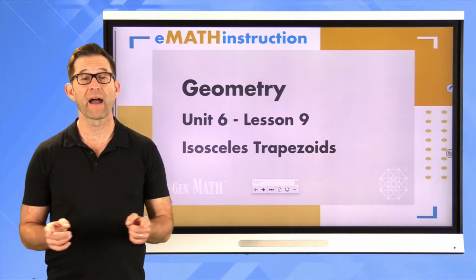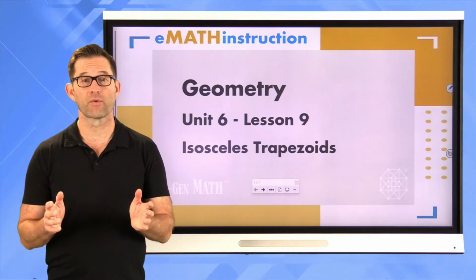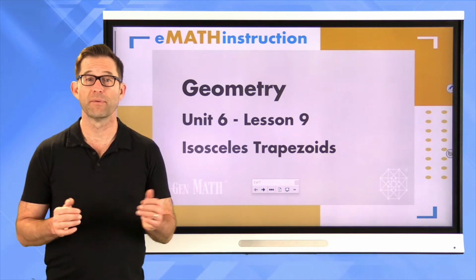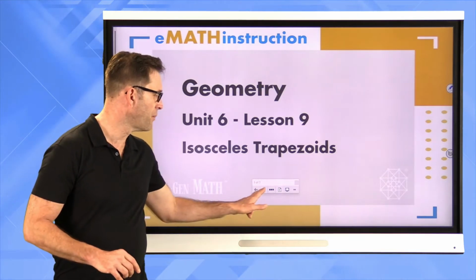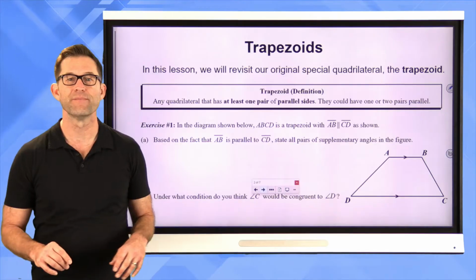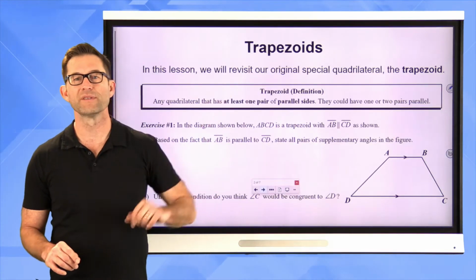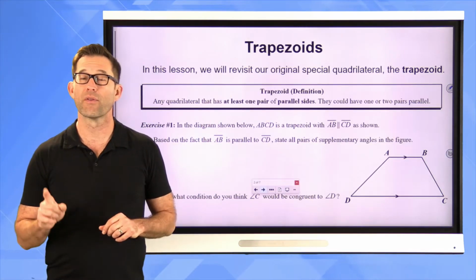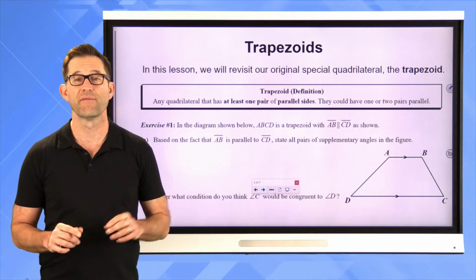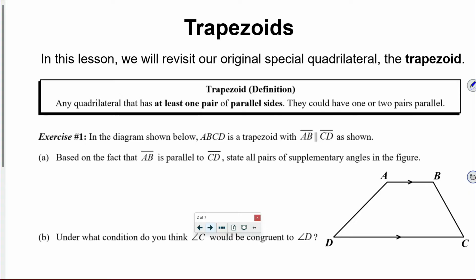So we're coming back to the special type of quadrilateral that started it all, trapezoids. Let's review a little bit about what that basic type of figure is. In this lesson we will revisit that original special quadrilateral, the trapezoid. Let's take a look at its definition. A trapezoid is any quadrilateral that has at least one pair of parallel sides. They could have one or two pairs parallel.